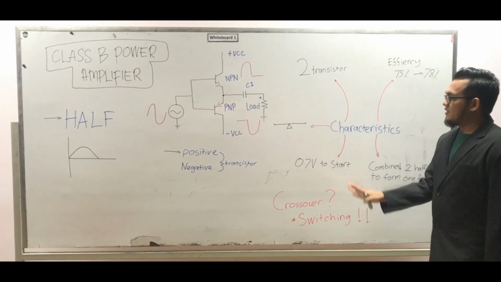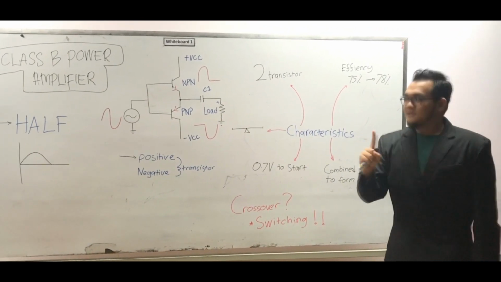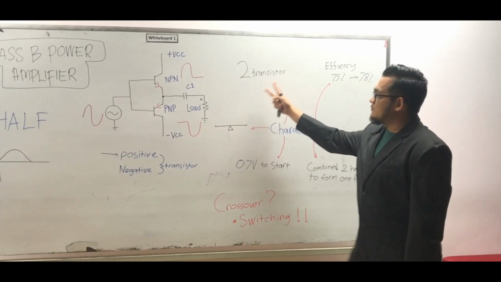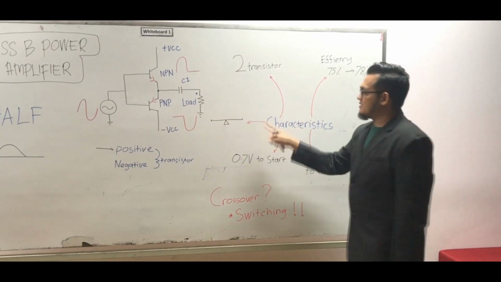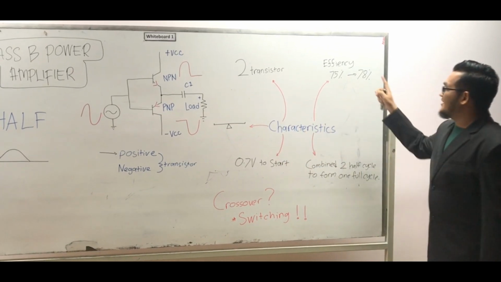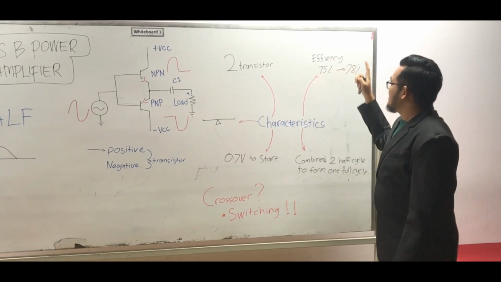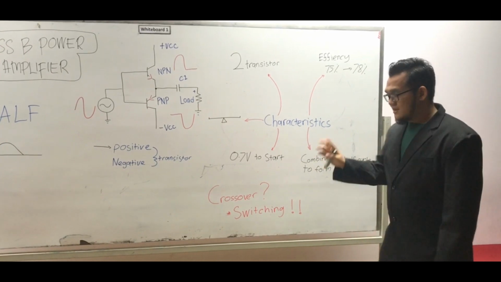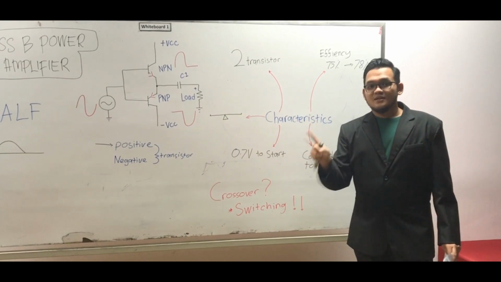Next, we are going to the characteristics of this Class B power amplifier. First, this Class B power amplifier has two transistors, which are NPN and PNP. And second, this Class B amplifier is stable and reliable. The Class B power amplifier also has the highest efficiency, which is 75% to 78%. Class B power amplifier also needs 0.7 volt to start up.